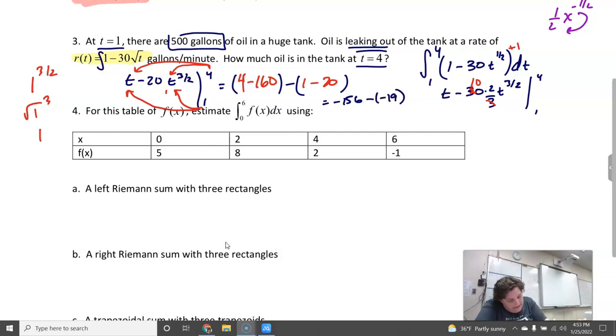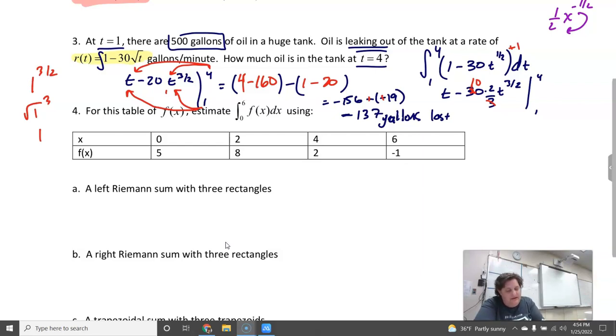Minus a negative is plus, and I get 137, I want to say. So 156 minus 19. I think it's, yeah, negative 137. Okay, negative 137 what? What did I just find? That's how many gallons that I lost between time 1 and 4.